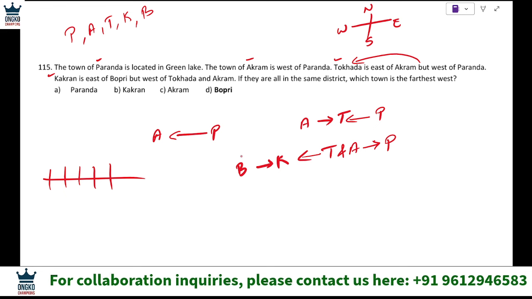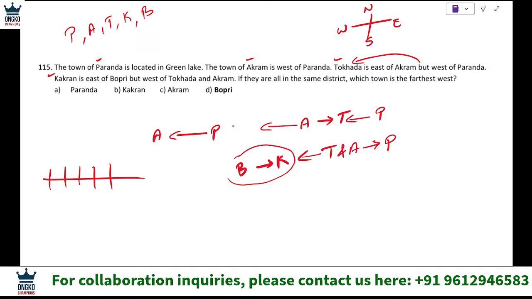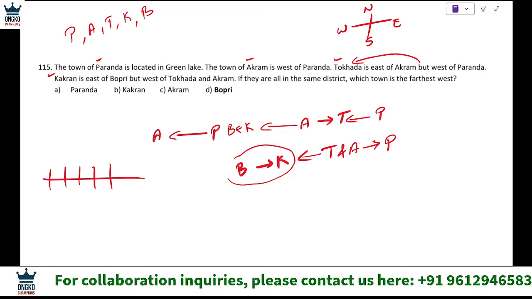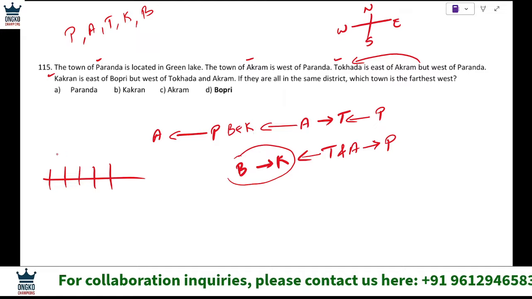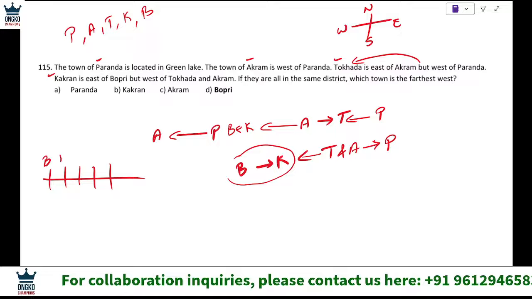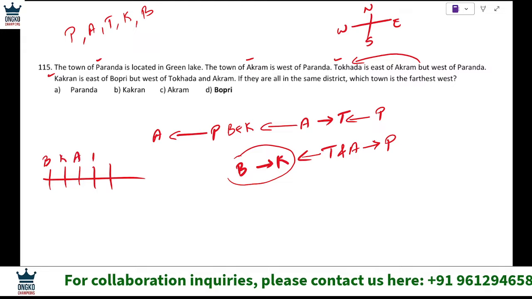So that means D or A, that means either B or K cannot come. So we place them one, two, three, four, five. So can we write here like this? B, K, A, D and B.